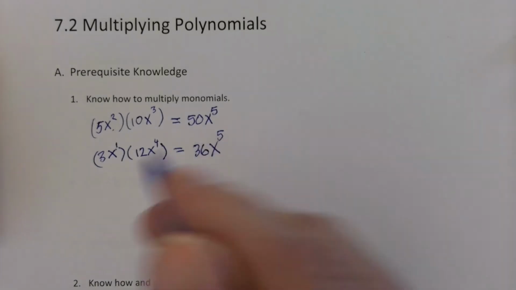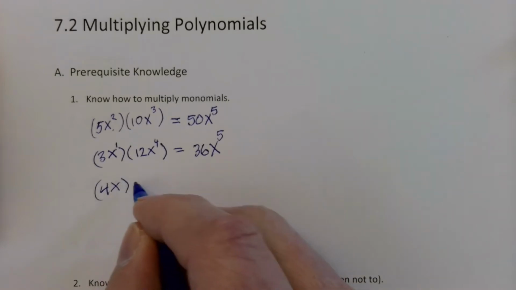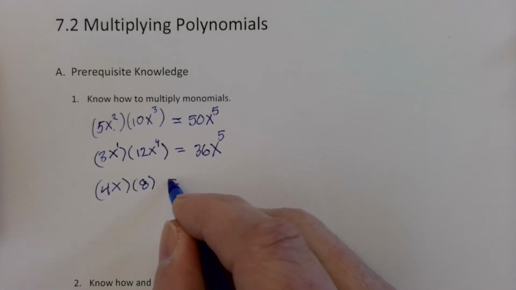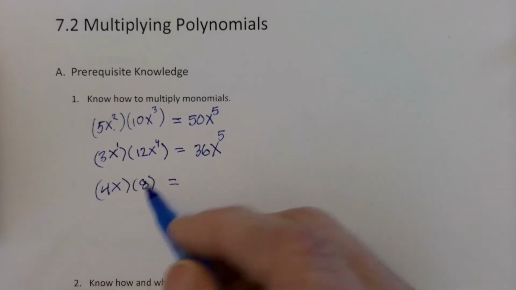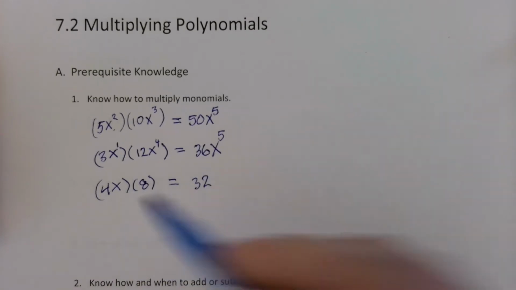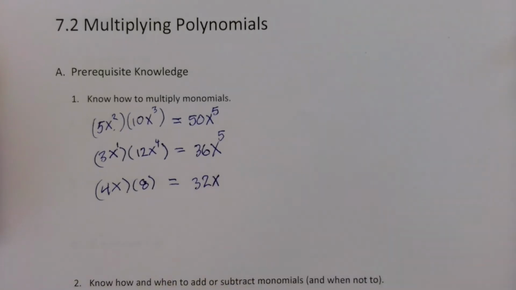Now, sometimes it's not quite as obvious. For example, if I had 4x times 8, this is the product of 2 monomials. You're going to go ahead and multiply 4 times 8. That's 32. What do you do with that x? Well, it's a factor that needs to come along for the ride, so you just write it down here. 32x. And we are multiplying monomials. I think that covers it pretty well.